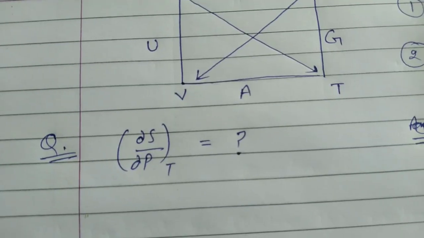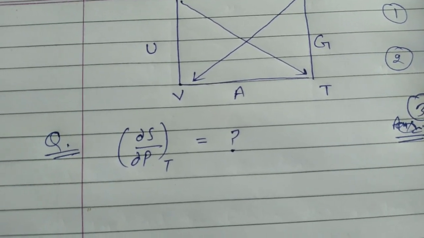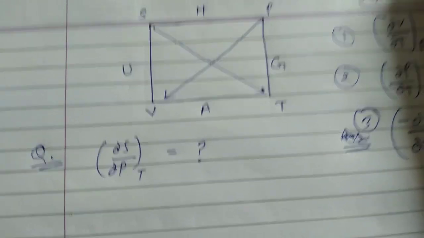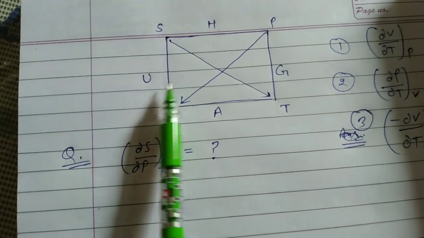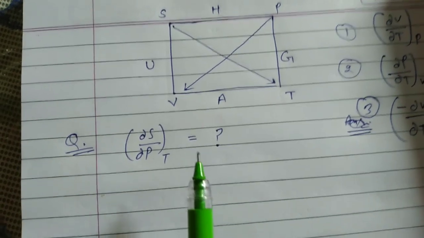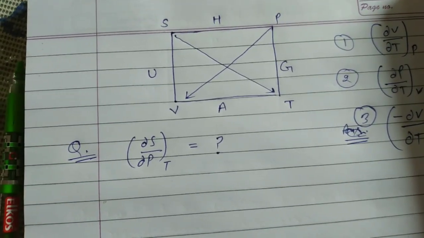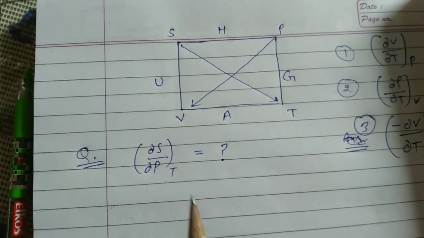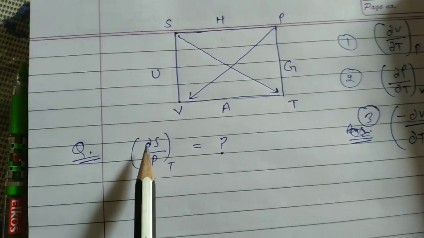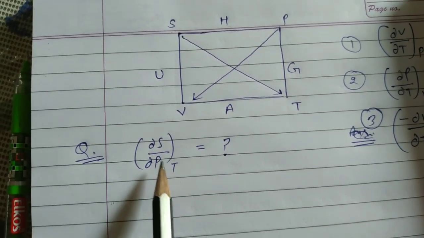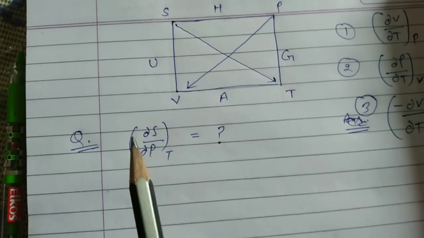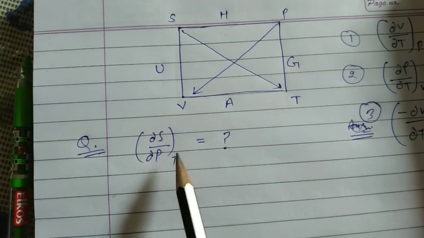Let's see. This is one of the questions, and we have to choose the correct Maxwell relation for this problem. Before starting, we have to draw the thermodynamic square that I have already drawn, and now we have to follow the rules that I told you. The first rule is that we have to draw a path according to the question in the thermodynamic square. Here our expression goes from entropy, then pressure, and then temperature, meaning it is the partial derivative of entropy with respect to pressure at constant temperature. So we have to draw the path according to this.